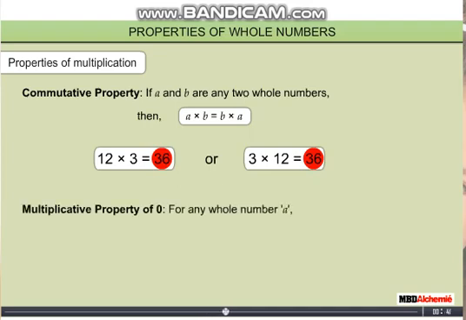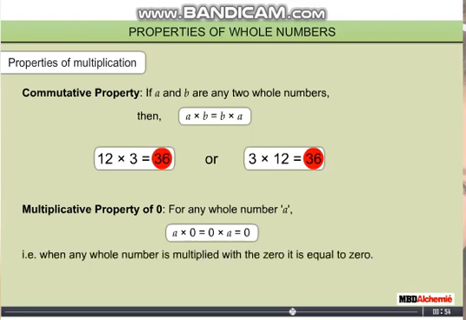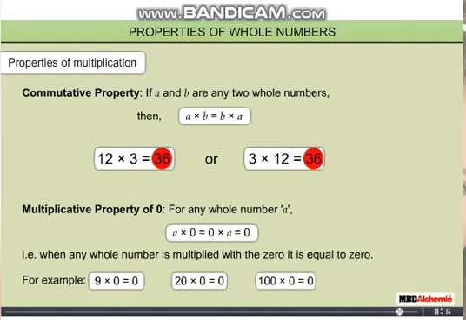Multiplicative property of 0. For any whole number A, A into 0 is equal to 0 into A is equal to 0. That is, when any whole number is multiplied with 0, it's equal to 0. For example, 9 into 0 is equal to 0. 20 into 0 is equal to 0. And 100 into 0 is also equal to 0.